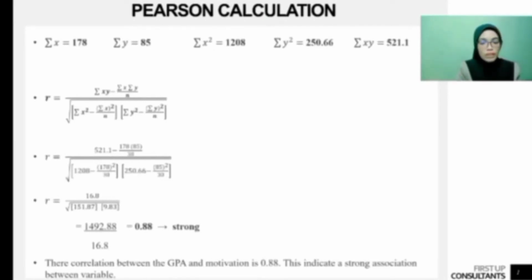For the correlation calculations, the amounts that I got for X is 178, for Y is 85, for X squared is 1208, for Y squared is 250.66, and for XY is 511. And then we move on with the calculation. This is the formula, the step-by-step that we use. We do the calculation and we get 0.88, which indicates a strong association between the variables.